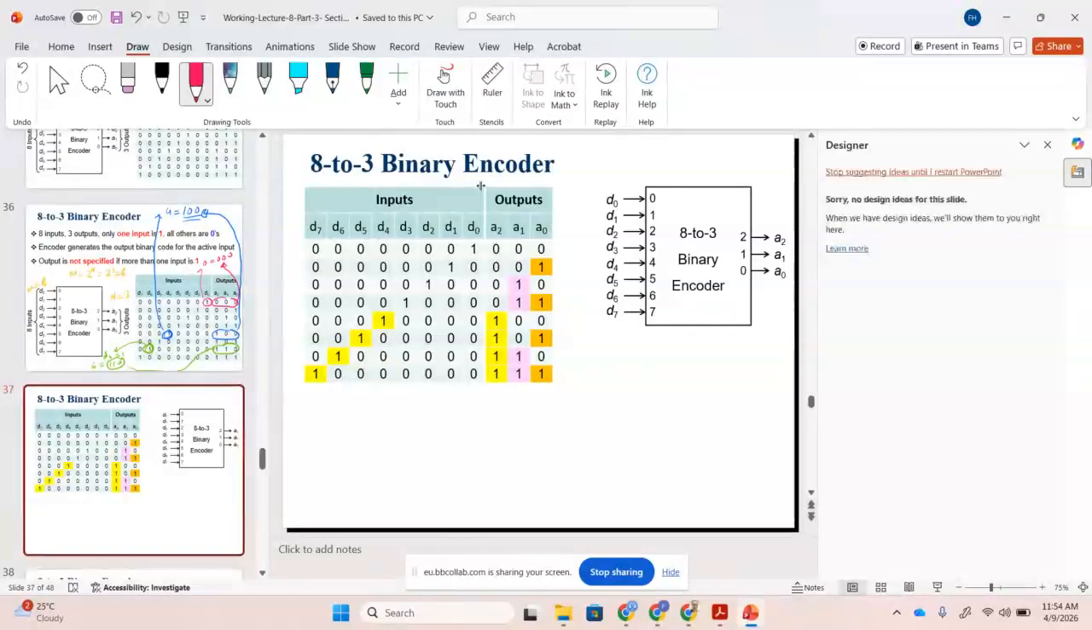In the previous example, we derived the expression of a 4 to 2 binary encoder, but we now want to derive the expression for an 8 to 3 binary encoder. Please remember, it's not a priority encoder, because there is no valid bit here. Can anyone tell me what will be the expression for A2? A2 is here, here, here, and here.